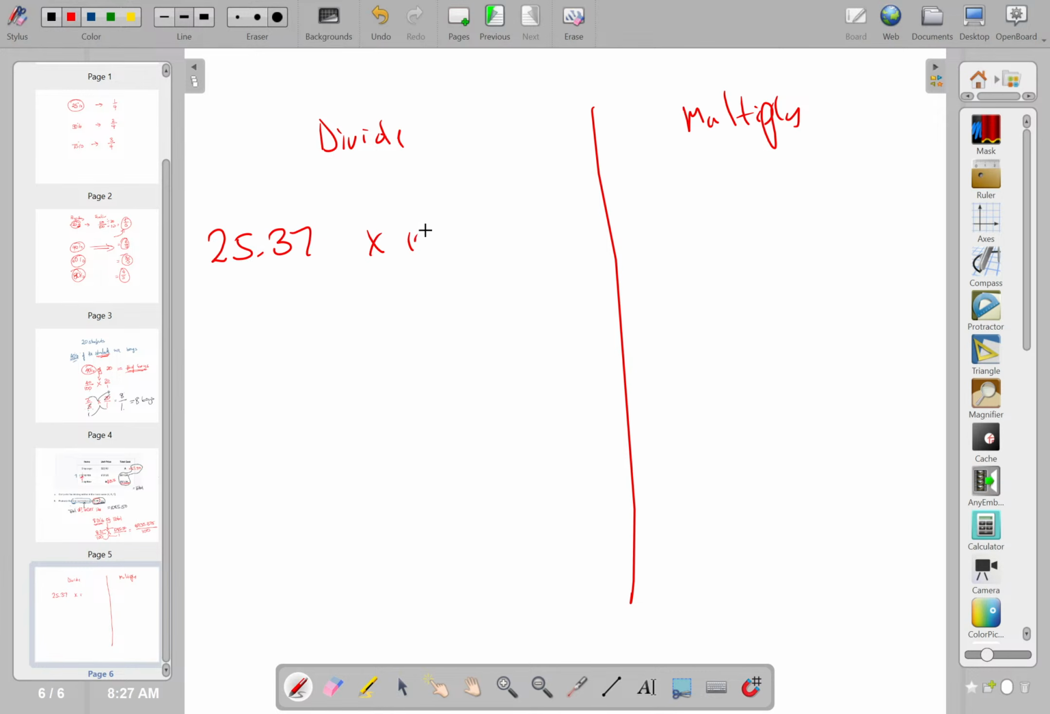25.37 times 100. Move it 2 places to the right. The 2 places come from the 2 zeros. You're multiplying, so you move to the right. In fact, let me change the heading, because I don't want to mix up my board. Multiply. And this one's divide. Okay? So that's going to give me 2,537. You're done. Don't pick up the calculator for these things, please.